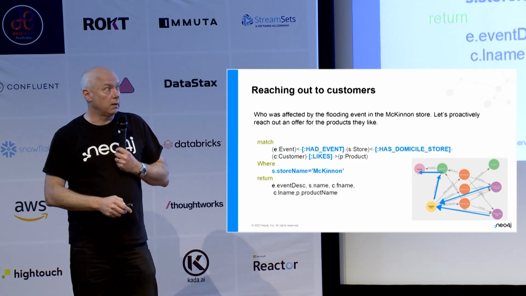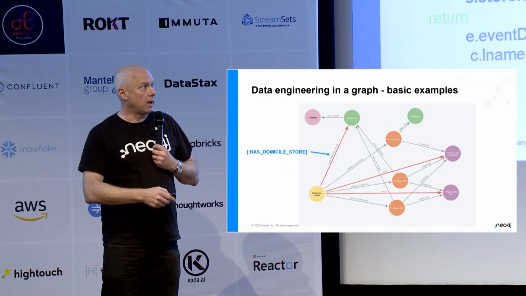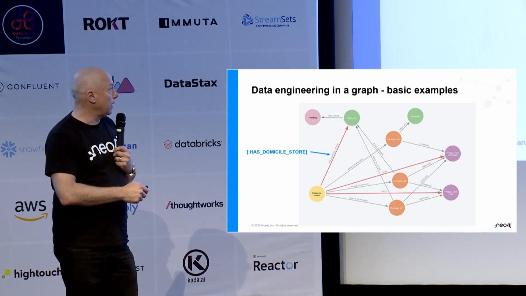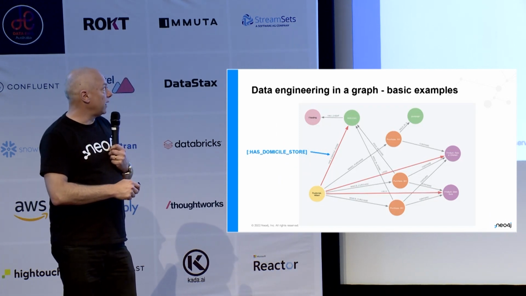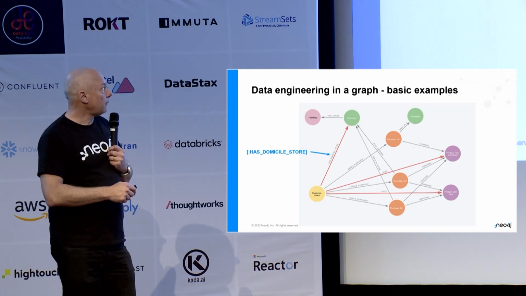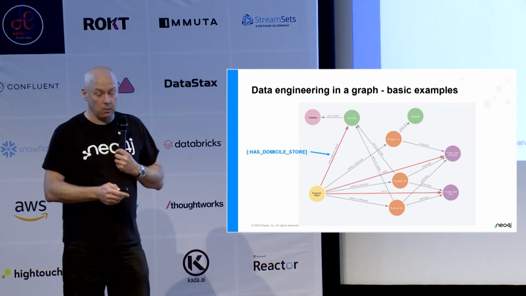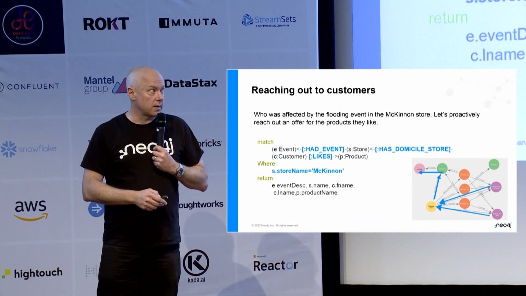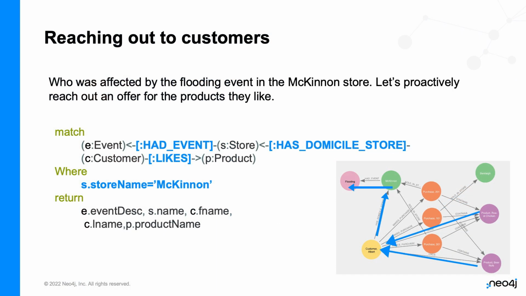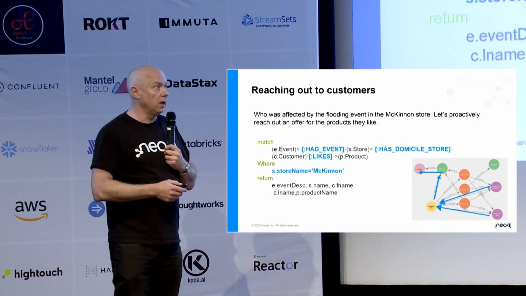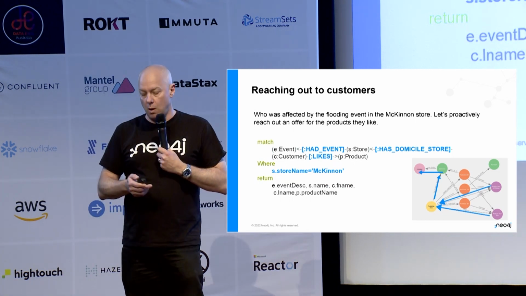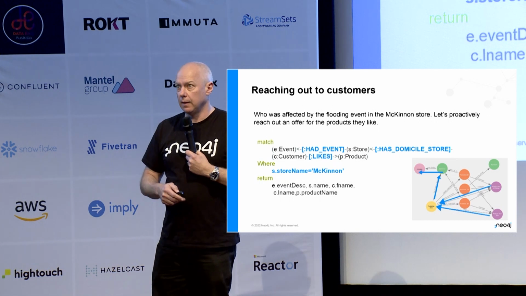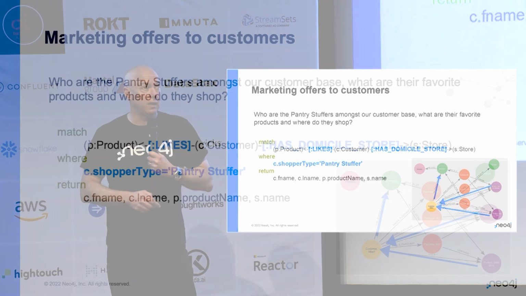So, reaching out to customers now. I'm just going to go back a moment. If you have a look here, there's also a flooding event at a particular store. McKinnon had a flooding event, and there's probably some customers who are impacted by that. So we could match those events and the store, and who had that favourite store, and the particular products that they like. So who was affected by the flooding event at McKinnon? Let's proactively reach out with an offer for the products that they like. The marketing offers to customers.